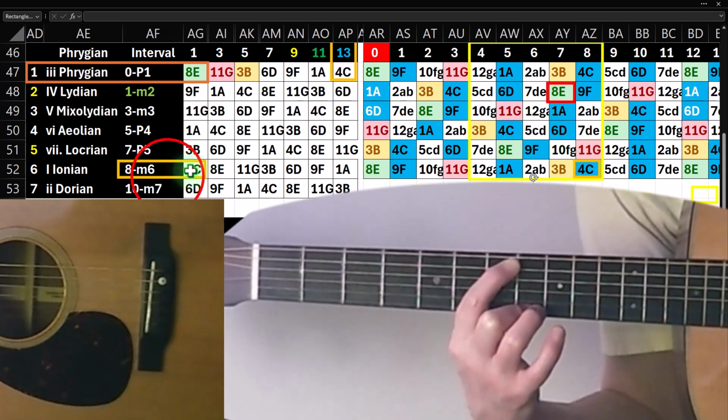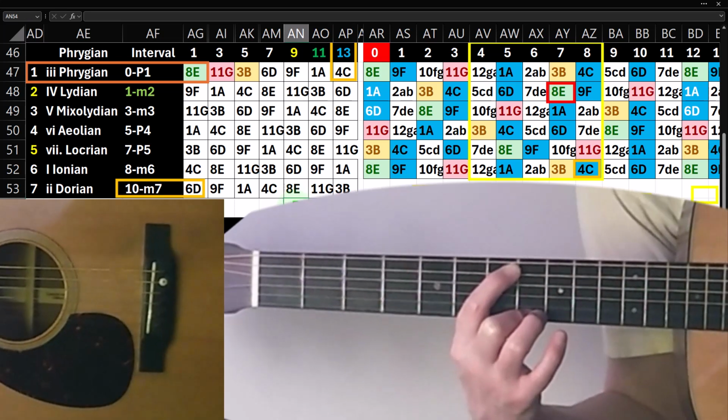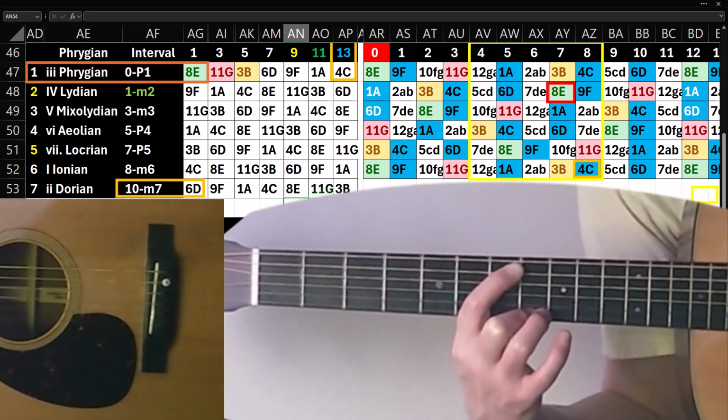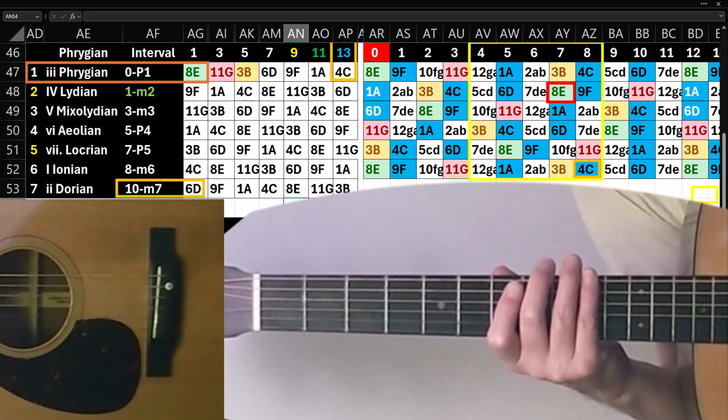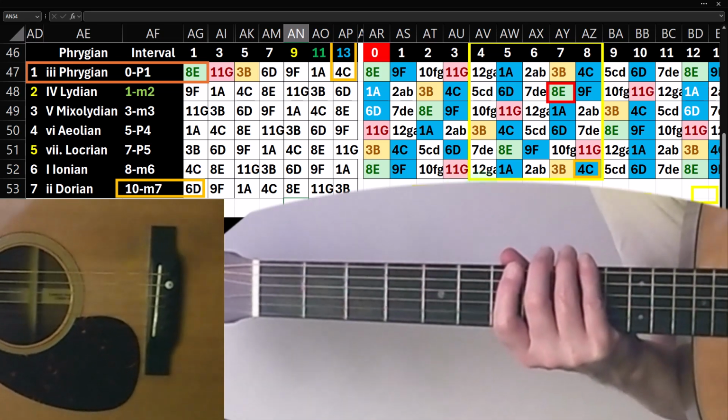Let's do the next one. Ultra bass, 10 note away, minor 7. The beautiful minor 7, the bluesy note that's in minor blues and the major blues, right? So that's an important one. So let's do that one.